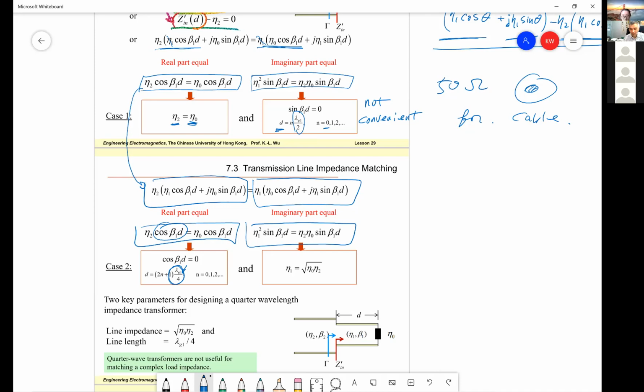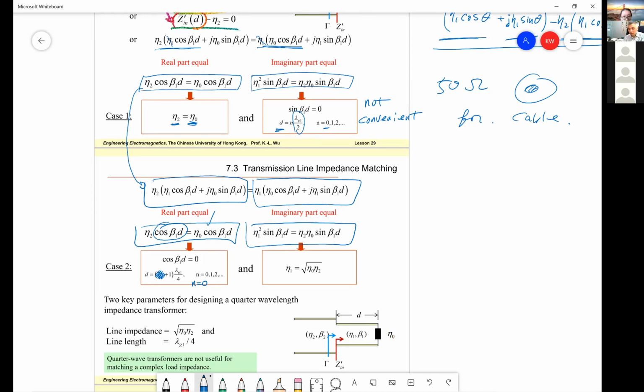But first of all, you should take the first quarter wavelength. We don't need to take a longer one, so we just set n equal to 0. Let's forget about this. That means you can use a quarter wavelength long transmission line, and that helps you satisfy the real part condition. Now let's look at the imaginary part.